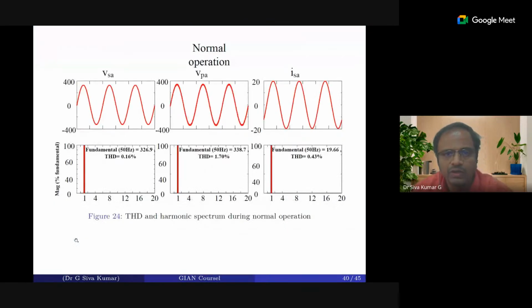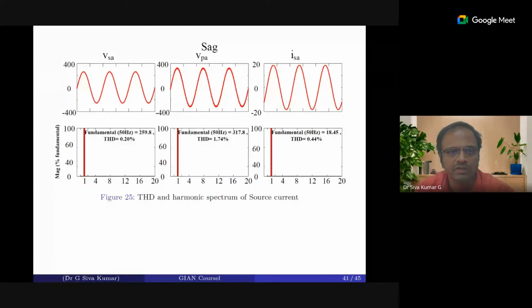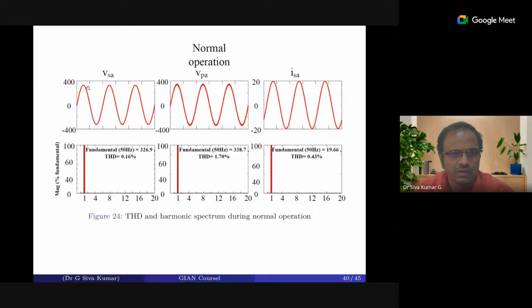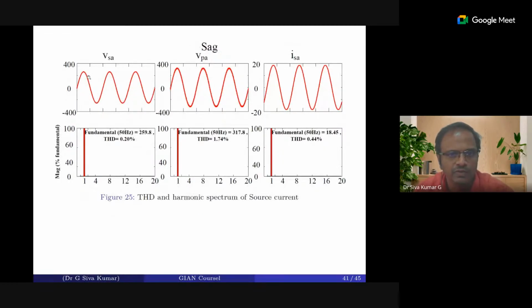Now you can see that we have considered this a normal operation where there is no sag over here. Now there is a sag occurred here. We can see that the source voltage, earlier it was near to 400, has now been reduced further. There is a sag here, 259.8. We have used the DVR, it starts operating, and we can see 317.8. But still we have not come to around 326. We have reached 370.